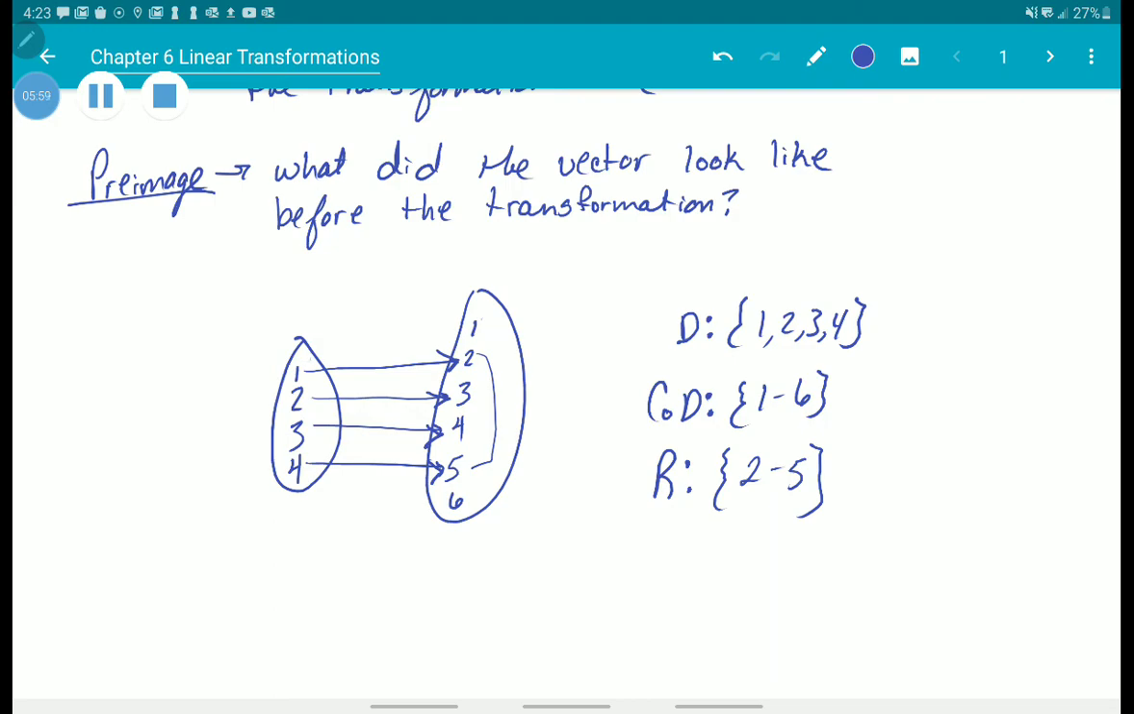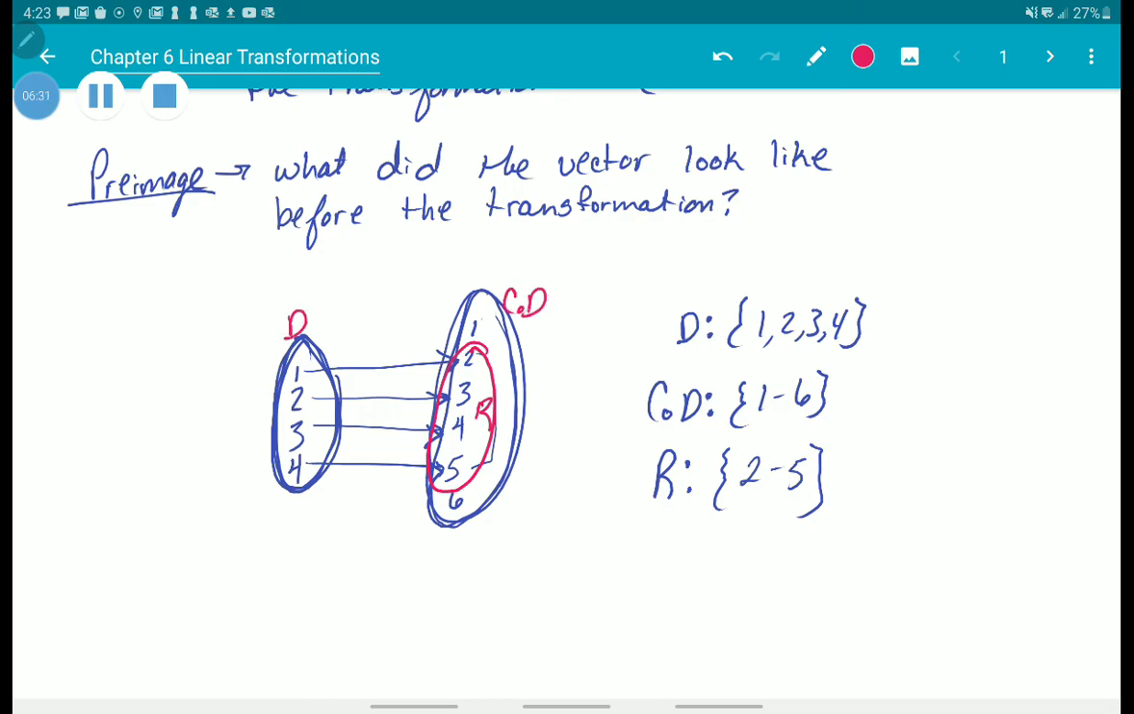So it's like, I have this world here with these items. There's my domain. It's going over to this world that consists of these items, but I'm not hitting all of those items. These 4 just map to here. So there's my transformation that gets us from point A to point B. But this guy is the range. This big one is the codomain.